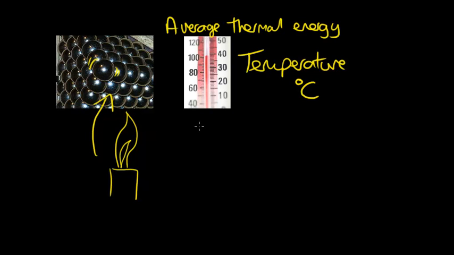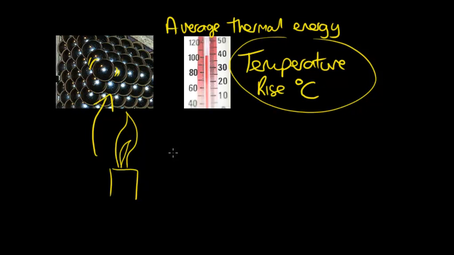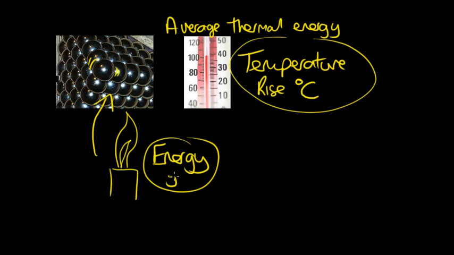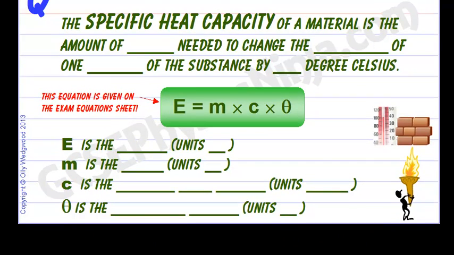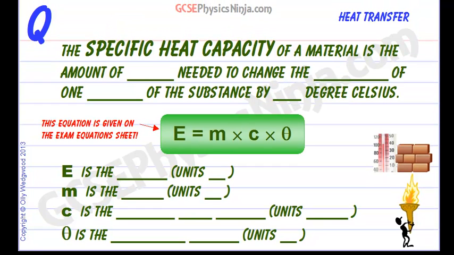So what we're looking for is a relationship between temperature rise, the energy we put in, and that's measured in joules, the type of atoms, and the mass of the stuff that we've got. And this is all brought together by something called the specific heat capacity.